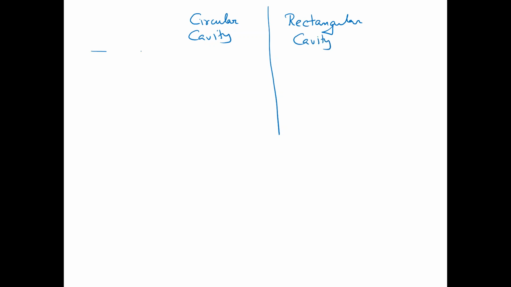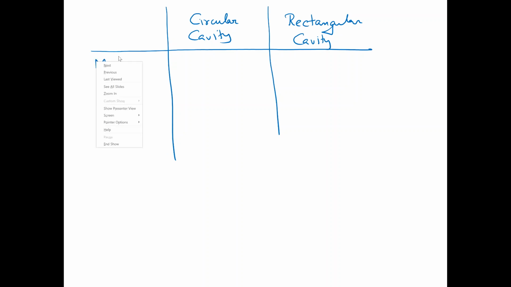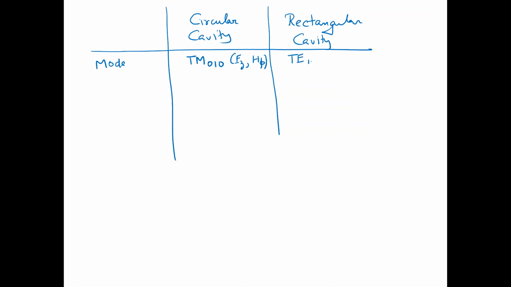So if I summarize, let's put it in a table and see what differences we see. If I take the circular cavity and the rectangular cavity, and look at the resonant mode, the preferable mode for the circular cavity is the TM010 mode, which has two components, Ez and H phi. And in the rectangular cavity, you have the TE101 mode.